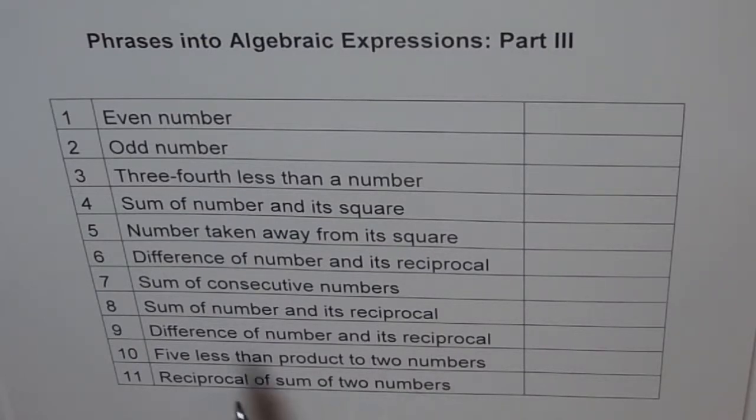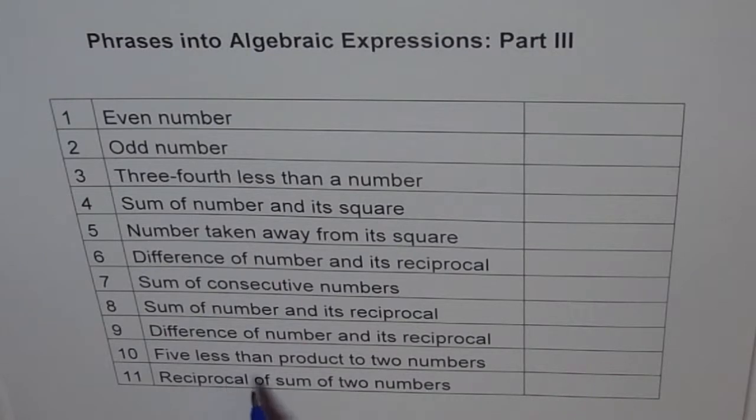No problems. Sum of number and its reciprocal. You know what reciprocal is by now, correct? We did it in part 2, right? Reciprocal is 1 over x. If the number is 5, reciprocal of 5 is 1 over 5. If the number is 10, reciprocal is 1 over 10. If the number is 3 over 4, then the reciprocal is 4 over 3. Correct. Difference of number and its reciprocal.